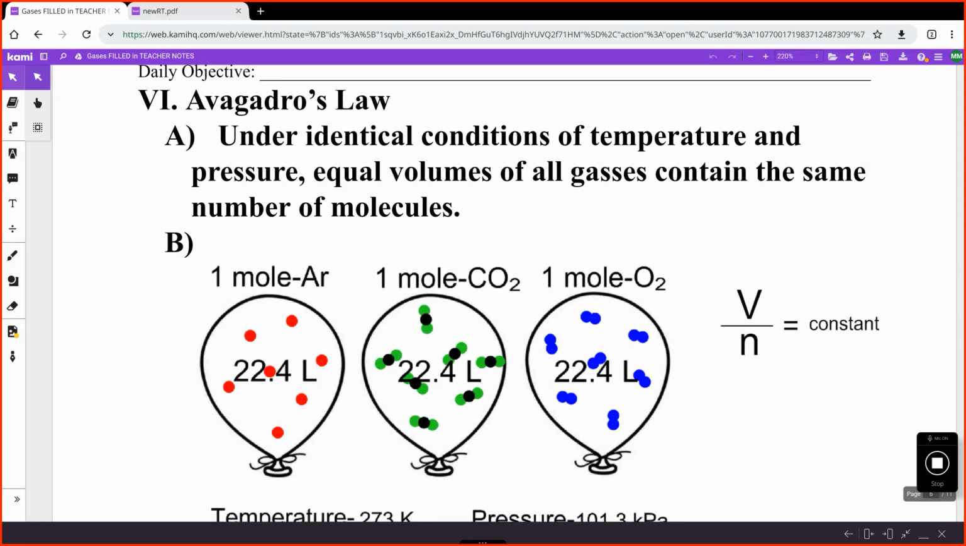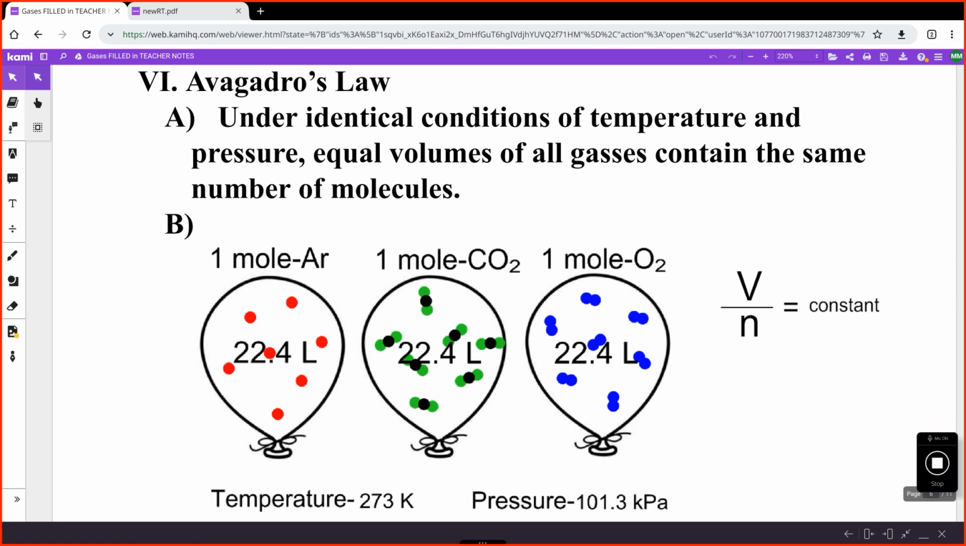Welcome back. In our third video on gases, we will be discussing a couple of things at once. So we'll start here with Avogadro's law. And Avogadro's law pretty much states a simple fact.